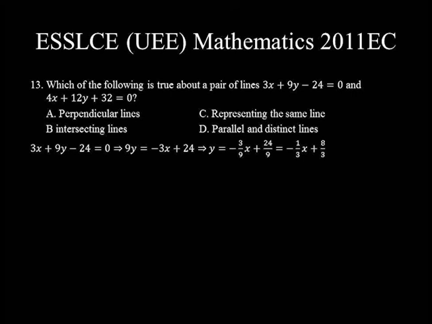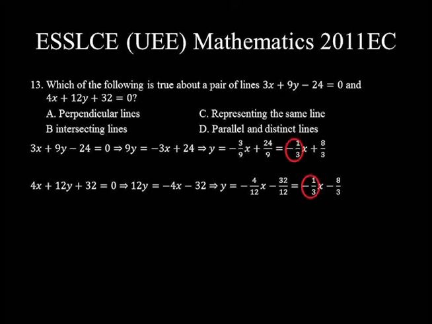The other equation, 4x plus 12y plus 32 is equal to 0. Taking positive 32 and positive 4x to the right of equality, we find 12y is equal to negative 4x minus 32. Dividing both sides by 12, we find y is equal to negative 4 over 12 x minus 32 over 12, which is equal to, dividing by 4, negative 1 over 3 x minus, dividing by 4, 8 over 3. Thus, the slopes of the two lines are the same, that's negative 1 over 3.